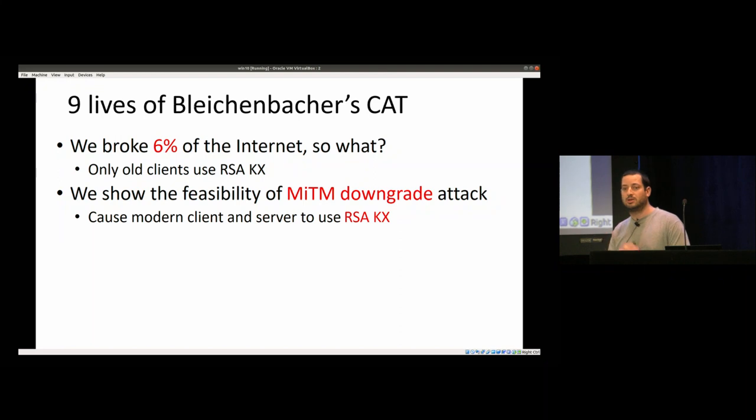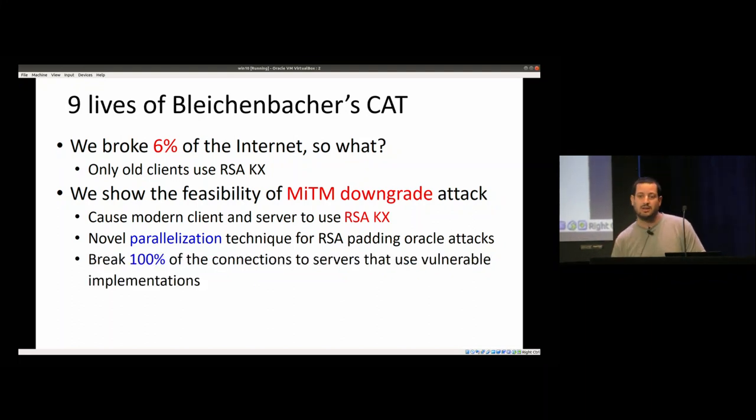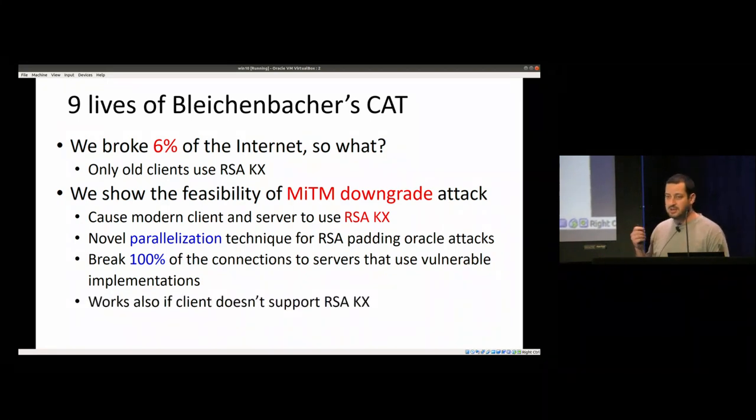And basically that means we can cause even modern, up-to-date clients and servers to still use this RSA key exchange option. And to do it in real time, we had to show a new way to parallelize this type of attack. As a result, we claimed that we were able to break 100% of all connections to servers that use this vulnerable implementation. And the nice thing is that this also works even if the client doesn't support RSA key exchange at all. So even as a client, you have no way to protect yourself as long as the server uses a vulnerable implementation. So this is not so good.